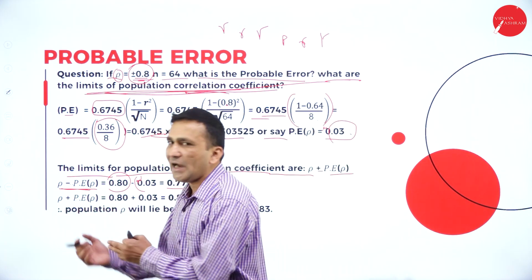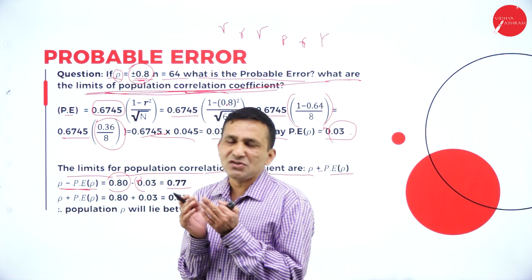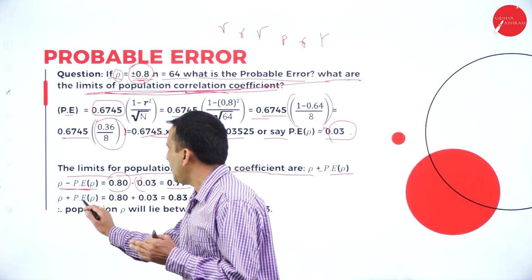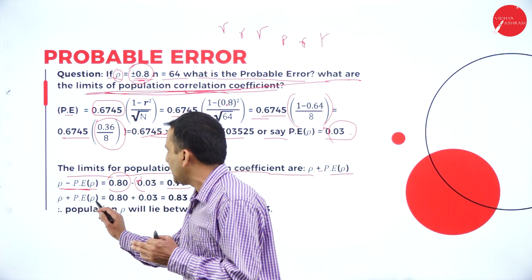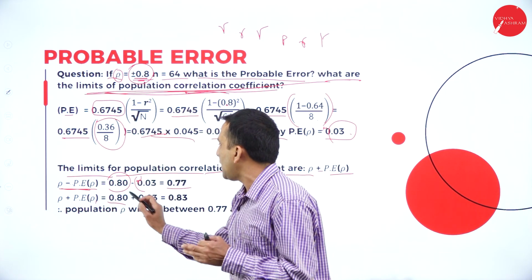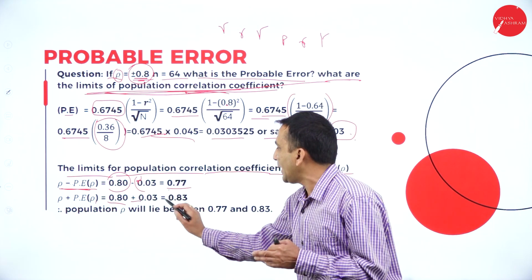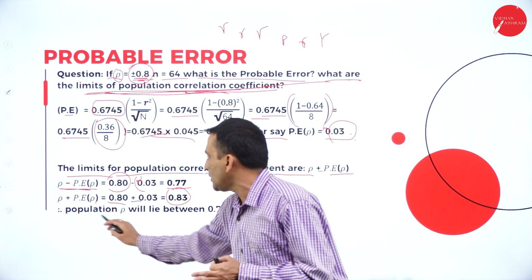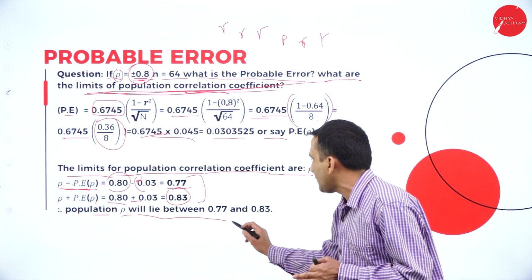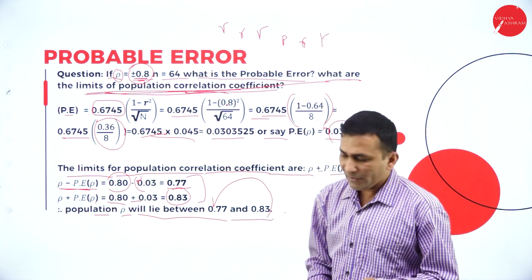And if you again try to go for the plus sign, because the limit is always plus or minus, so P plus P into E, which is given as 0.8. You have to add the errors together, and you are getting that the population pi will be lying between 0.7 and 0.83.